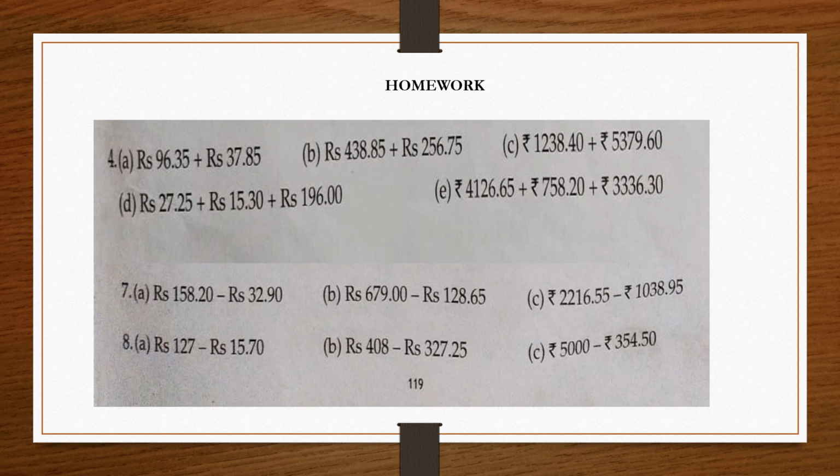Children, this is homework from exercise 14B for you. So the fourth question, addition of money, you have to do it in your copy. And the seventh and eighth is subtraction of money. So this you will do in the copy. Children, the rest of the exercise which we have done today, that you will do in the book. But this homework section you will do in your copy.